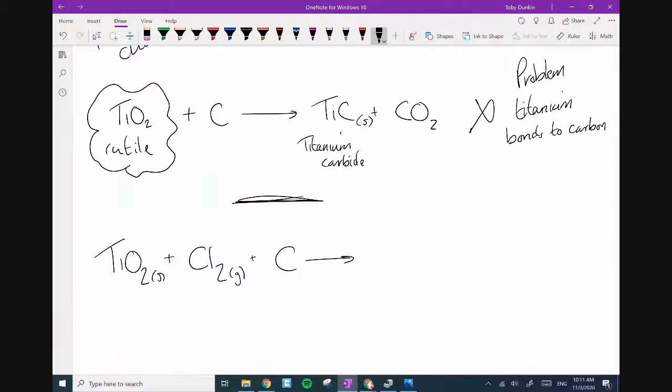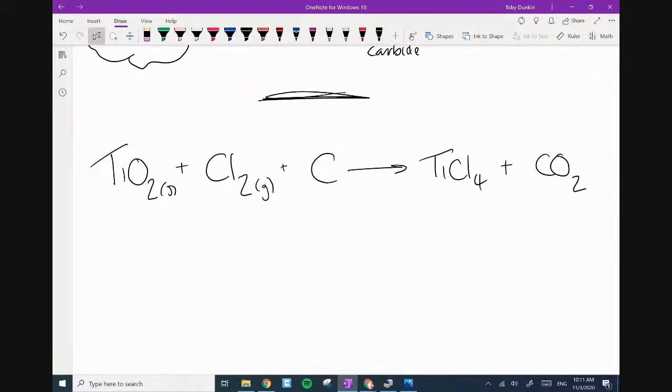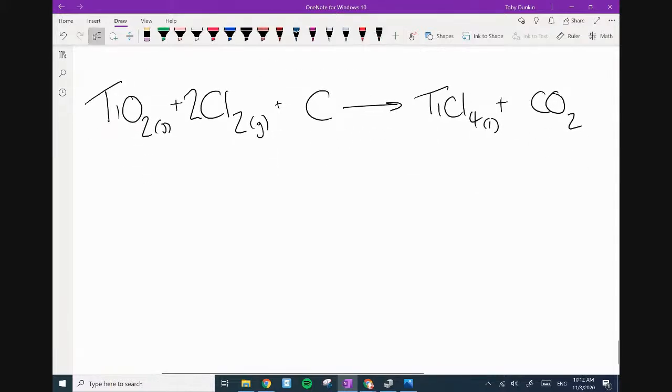Now what happens is the carbon acts as an oxygen mop. So what now happens is you form TiCl4 and carbon dioxide. The chlorine binds to the titanium and it becomes a liquid. So I'm going to balance that, by the way. There we go. That makes more sense. So the carbon is, by the way, done in 2 stages, just for your information.